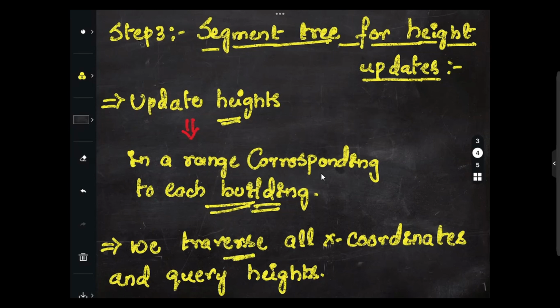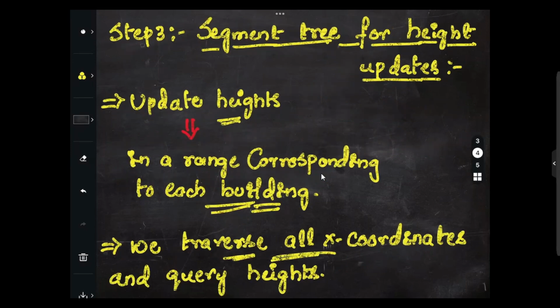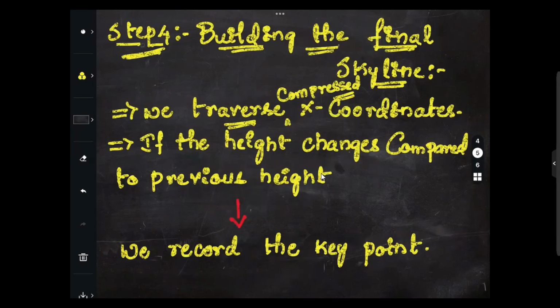Next, we will traverse all the x coordinates and query heights. I hope this is clear. The final step is to build the final skyline, the one you saw on the right side, right? We have to build the final skyline with the new heights. Previously we discussed that we will traverse through the compressed x coordinates and query the heights.